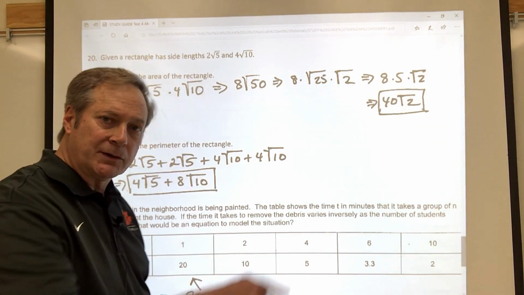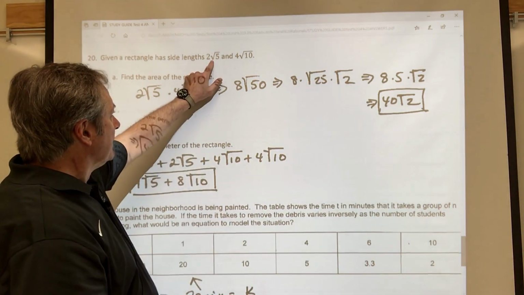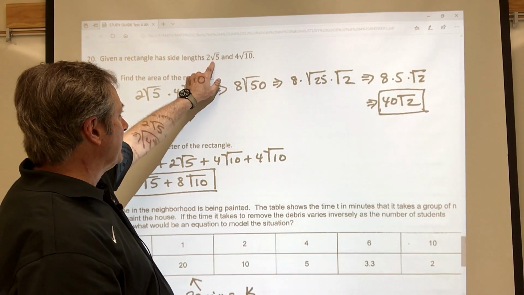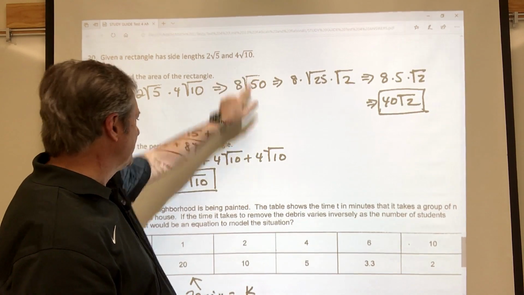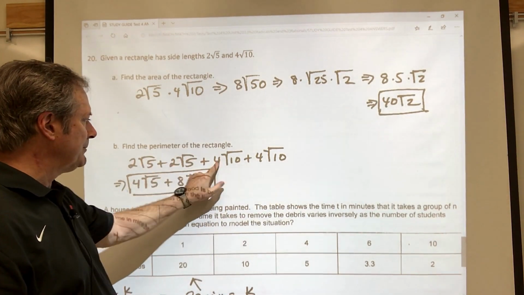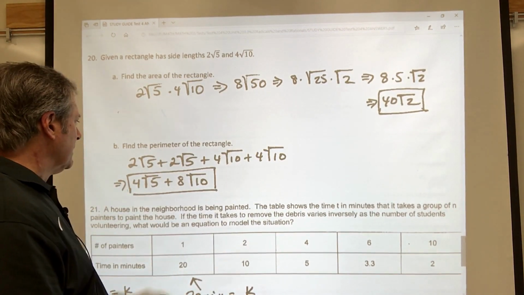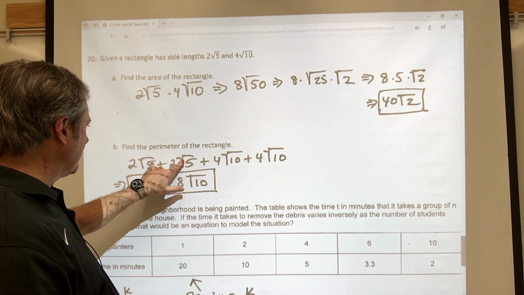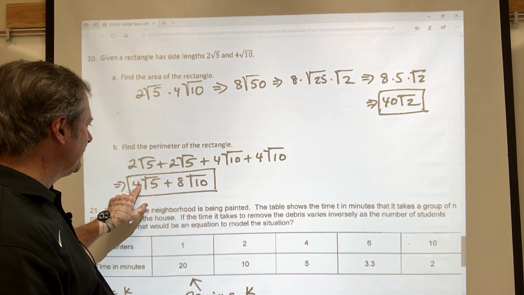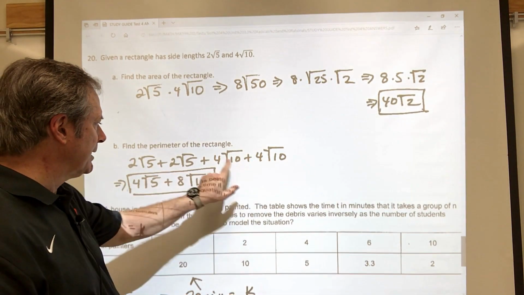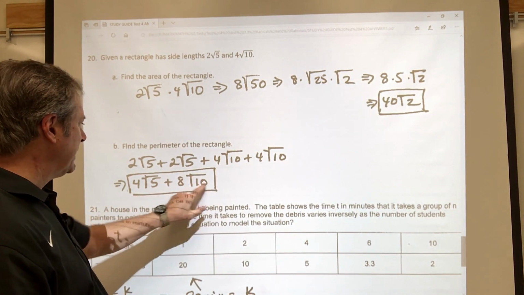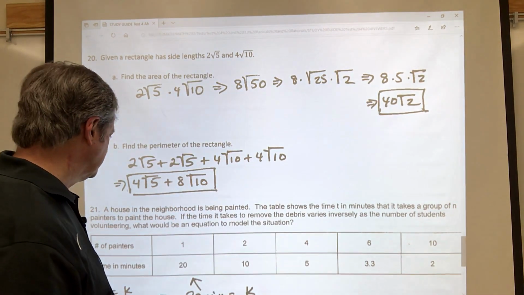Well, okay, that's the distance all the way around. So if I don't know, let's call that the width. We'll have 2 of those. If that's the length, we'll have 2 of those. So we're adding them up like so. Now, we can add the square root of 5s together. 2 plus 2 is 4. We can add the square roots of 10 together. 4 plus 4 is 8. But we can't go further than that.